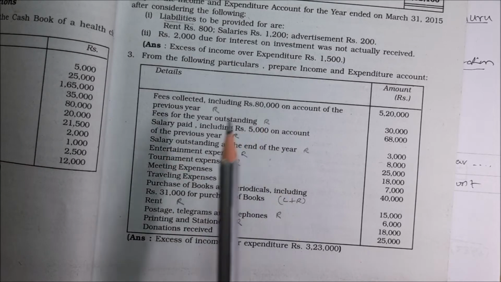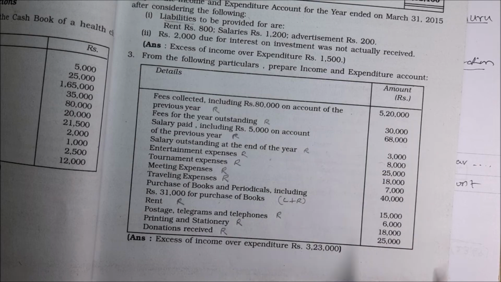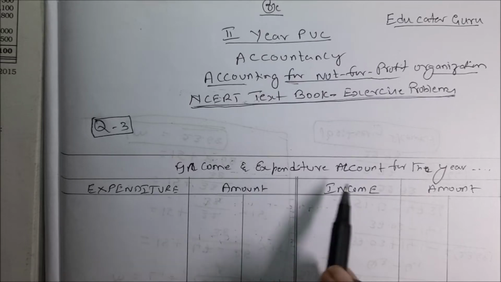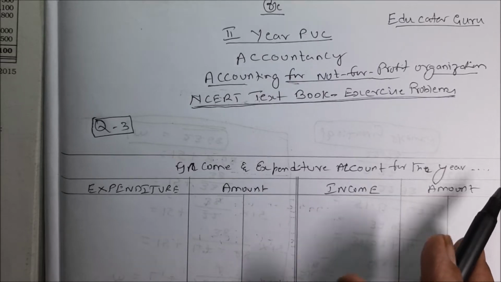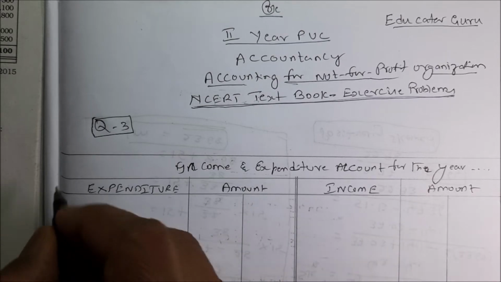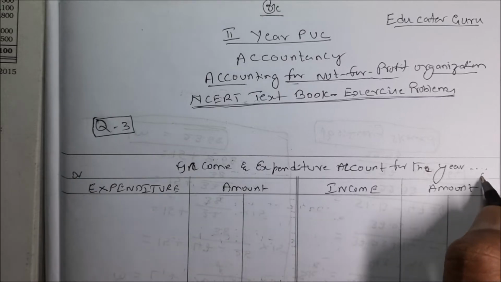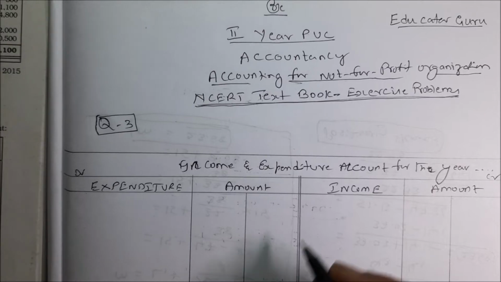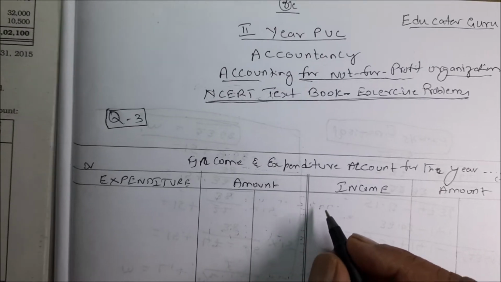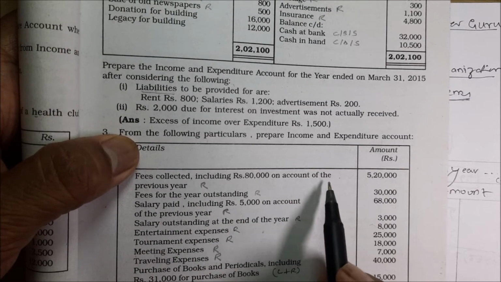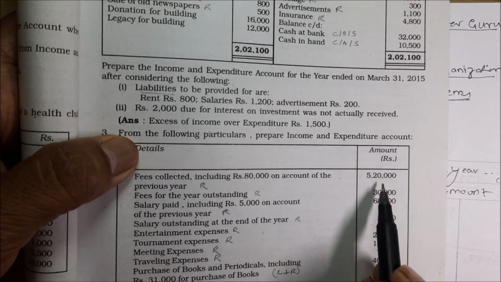So you have to prepare the income and expenditure account. Income and expenditure account for the year ending. Expenditure, amount, income, amount. This is the debit side, this is the credit side. Very simple. Here the first item is fees collected. Fees collected including 80,000 on account of the previous year, that means it is 5,20,000.